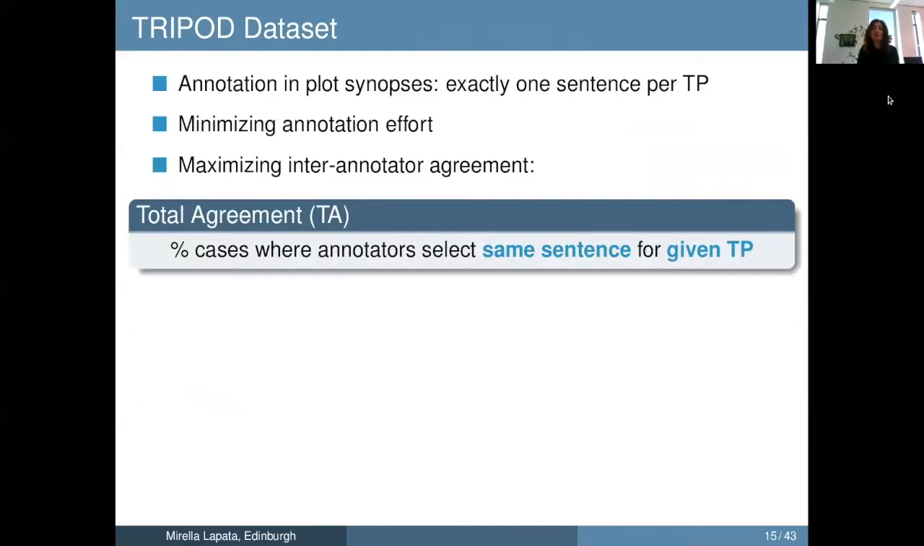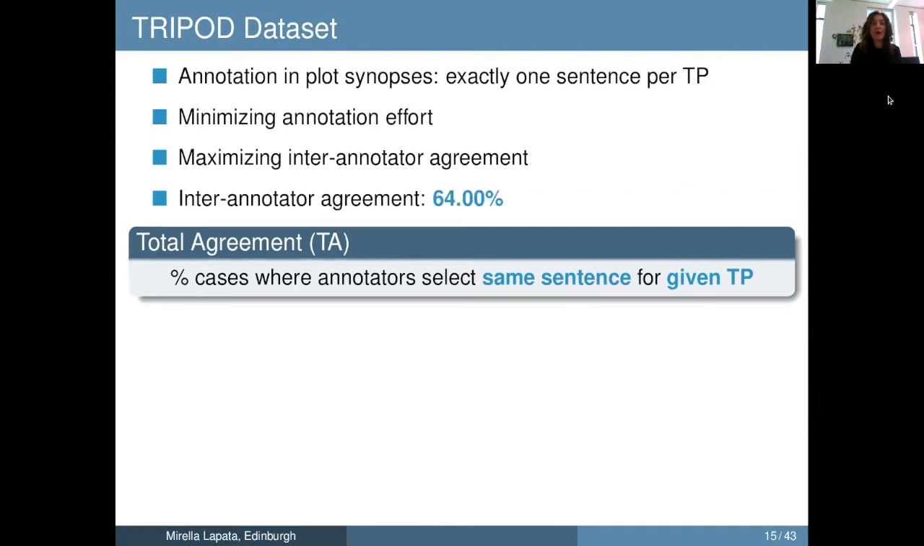Okay, so we did this study, and there is a question: how do you measure whether annotators agree? Well, you can just count the percentage of cases where they select the same sentence for a given turning point. In this case, you see it up here, it's 64%, which we think is good enough. So this is on a sentence level, whether they agree that this sentence is indicative of a turning point.